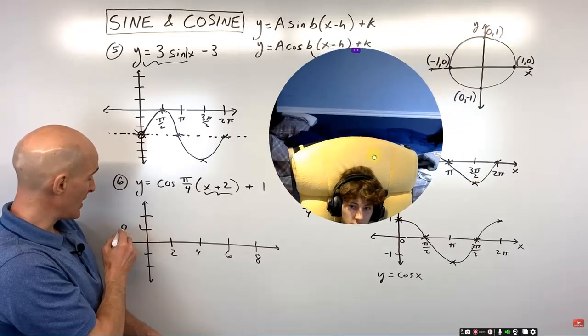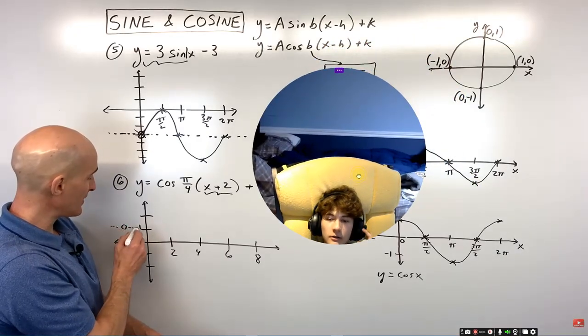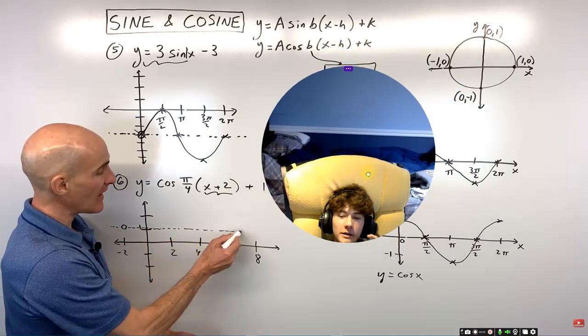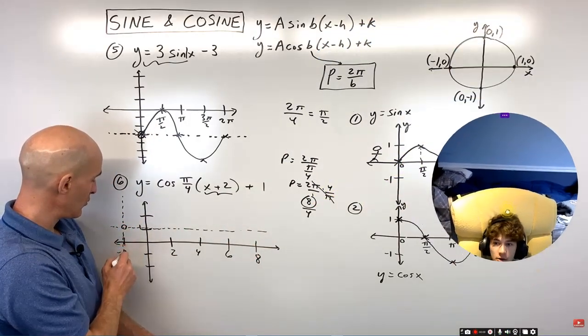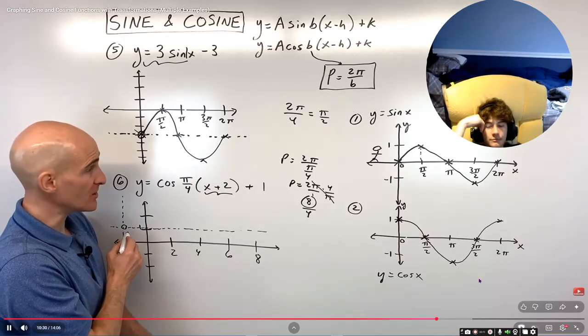New starting point right here, our new origin. I like to draw in a dashed or dotted line to represent the x-axis. You can do the same thing with the y-axis. So this is our new origin.